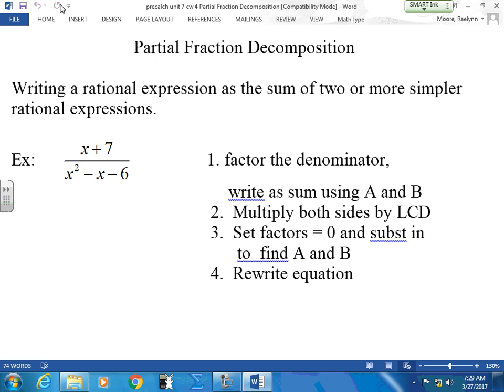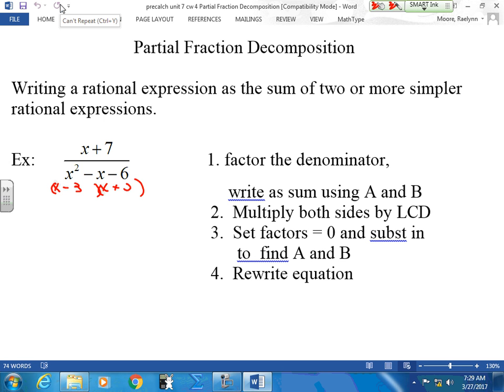Okay. So we're going to factor your denominator. We're going to write it as a sum using A and B. Two terms, A, B. We're going to set the factors equal to 0. We're going to substitute in for A and B. And we're going to then rewrite the equation. Don't forget to rewrite the equation at the end. Okay, so let's follow it step by step. Factor this denominator. What does this give me?